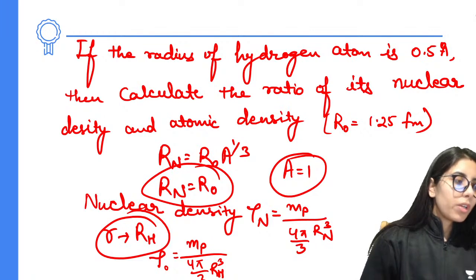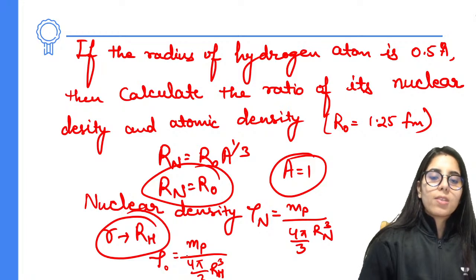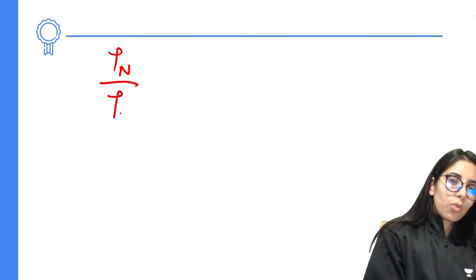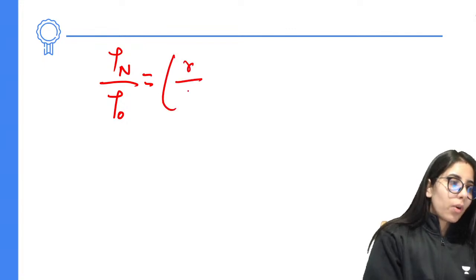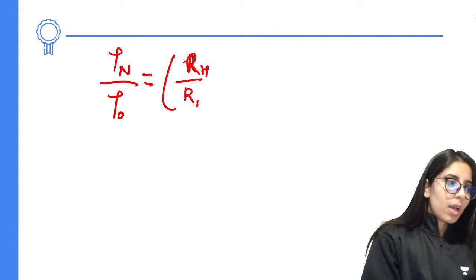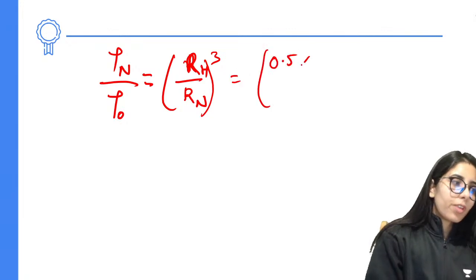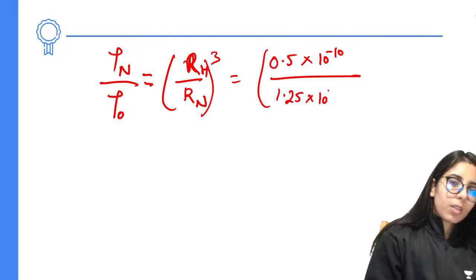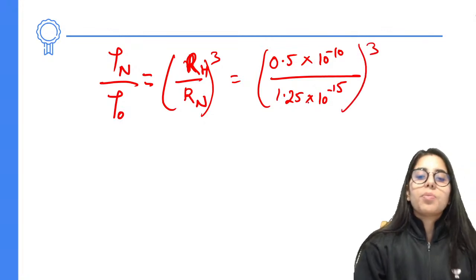Okay. Now what you have to do in this case, you just need to find the nuclear density to atomic density ratio. That's the main question here. So you will be taking rho n upon rho naught, and that is equal to R upon, that is hydrogen atom radius, so I can even write it as RH upon Rn cube. So that's going to be 0.5 into 10 to the power minus 10 upon 1.25 into 10 to the power minus 15 whole cube. This is how you can easily get it. Now you just have to simplify this part and get the ratio.